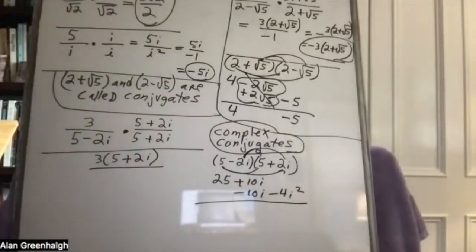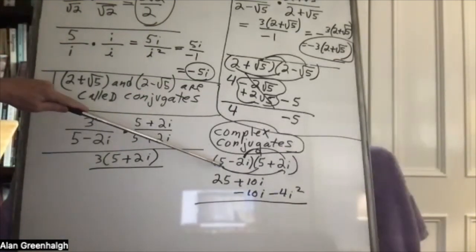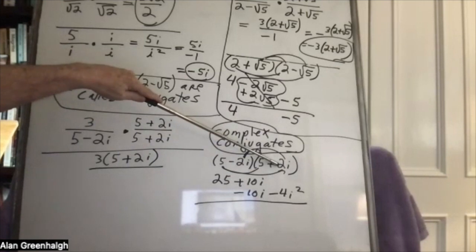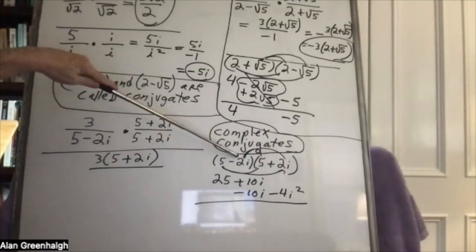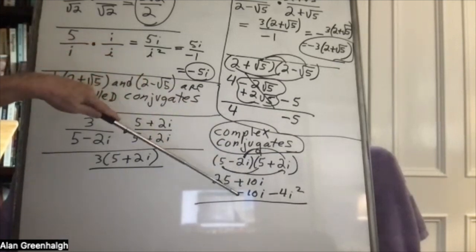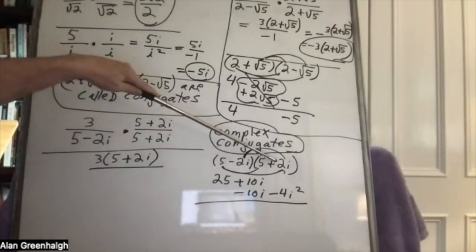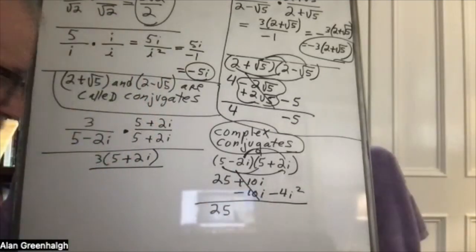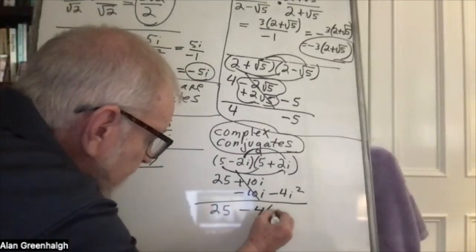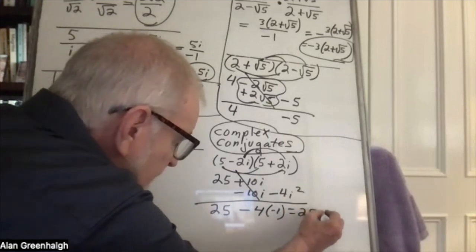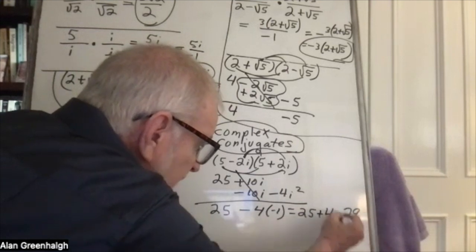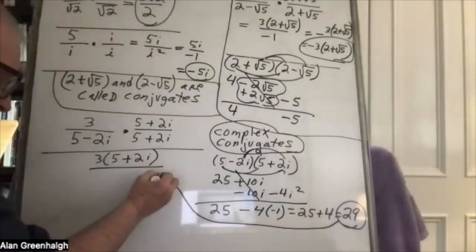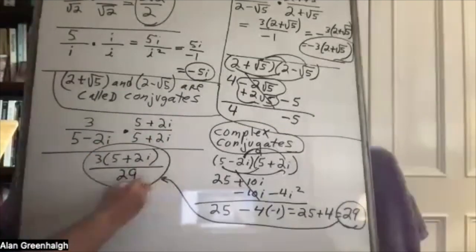Okay, so reviewing, I'm just multiplying a pair of binomials, basically. 5 times 5, 25, 5 times positive 2i, positive 10i, negative 2i times 5, negative 10i. This is the important thing, right? And then negative 4i squared. And this is what we get. We get 25. This drops out as it is supposed to. And this becomes minus 4 times negative 1, which is 25 plus 4, which is 29. So that 29 that we just found from over here goes over here in the denominator of the fraction.